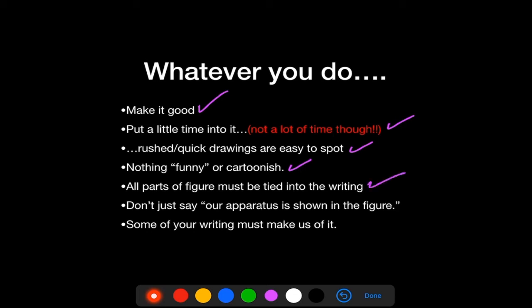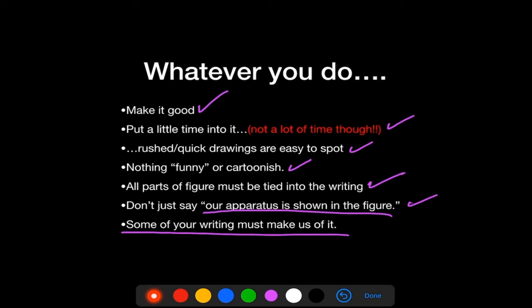All parts of your figure must somehow be tied to the writing at some point, and don't just say things loosely, like "our apparatus is shown in the figure." That puts too much work on the reader to figure things out. Don't just dump us into your figure like that and expect us to be able to figure it out. Your writing must make use of the figure. So you might even draw your figure first so that you can write around it.